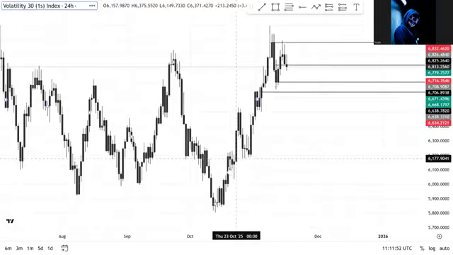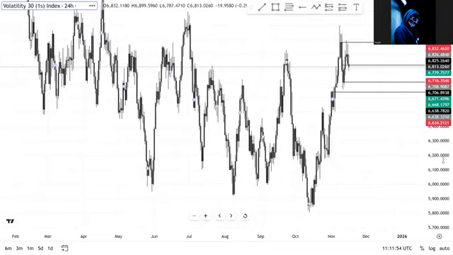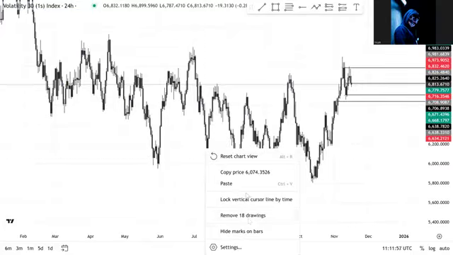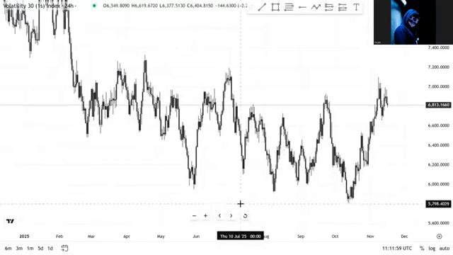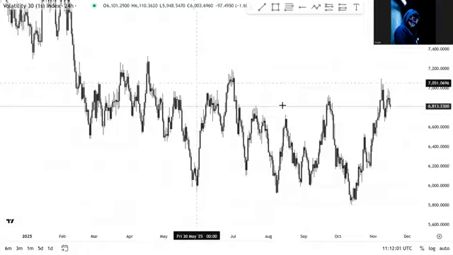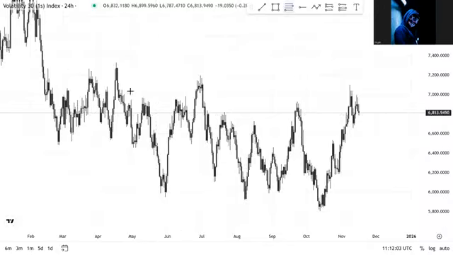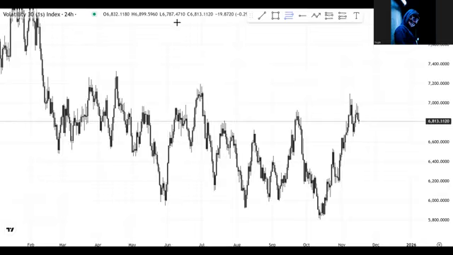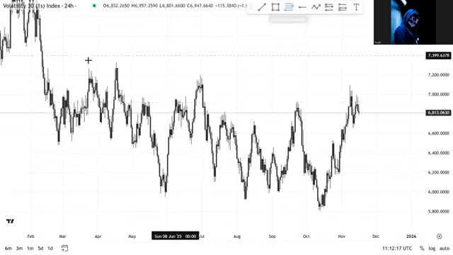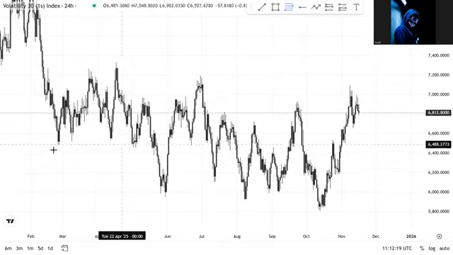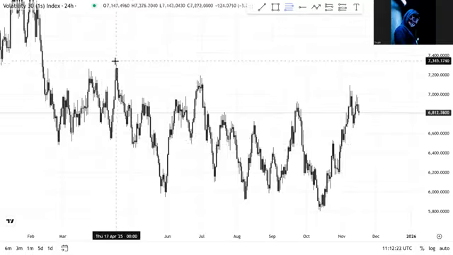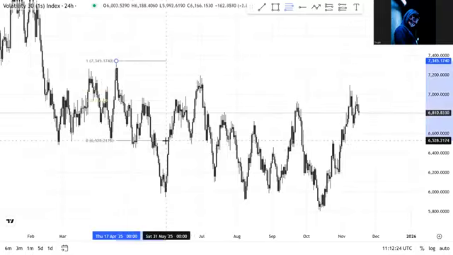So market structure. At the end of the day, it's all market structure. Let me see this. Okay, I see a sweep of this. I see a valid breaker structure. We can take this from here to this place here.